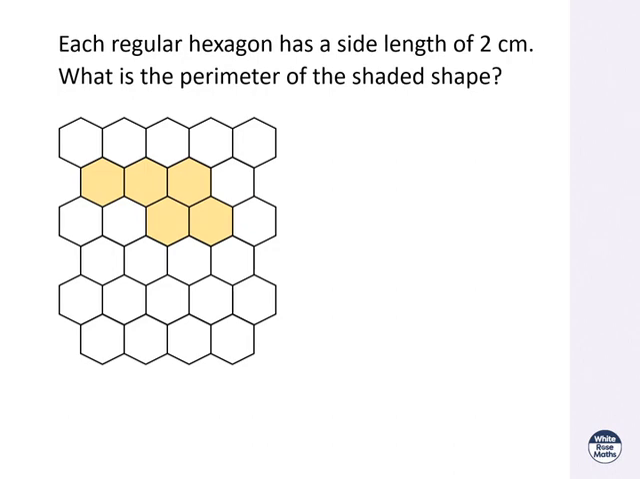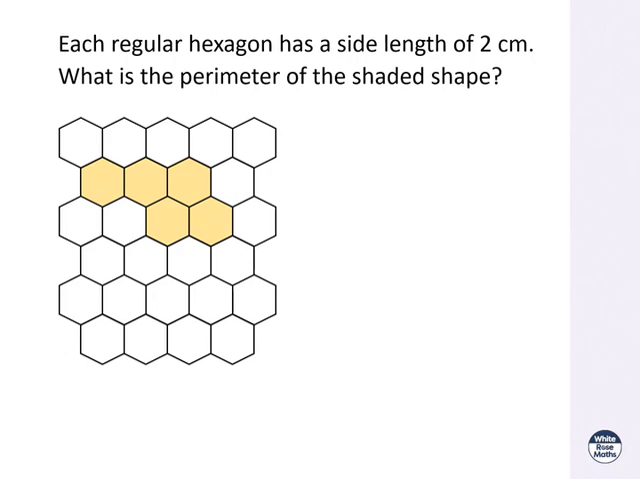Here we have a slightly different shape. It's made up of regular hexagons. Each regular hexagon has a side length of 2 centimeters. Pause the video and identify the perimeter of the shaded shape.